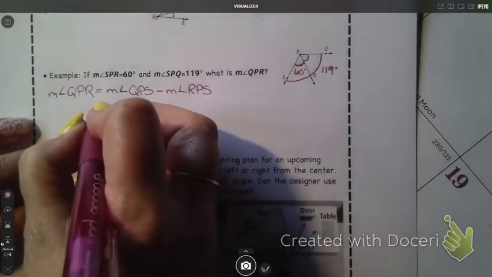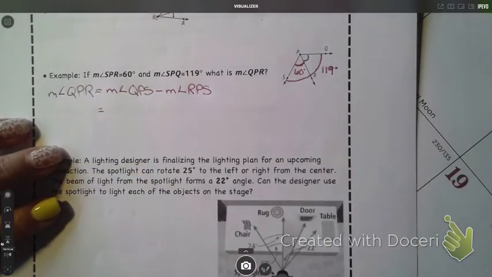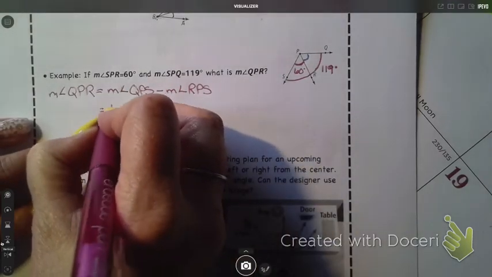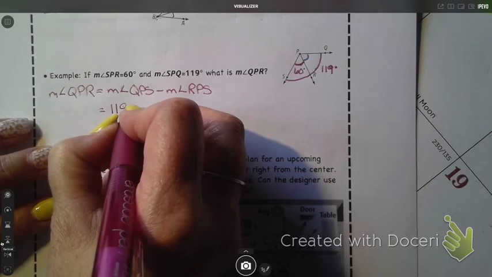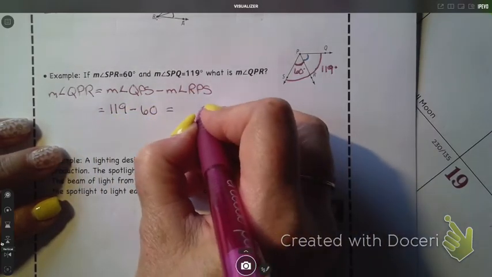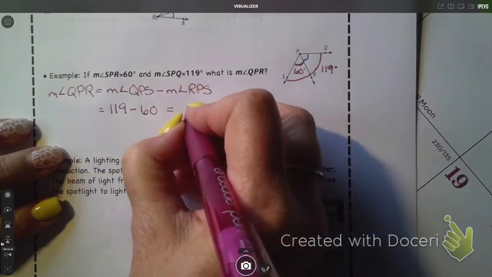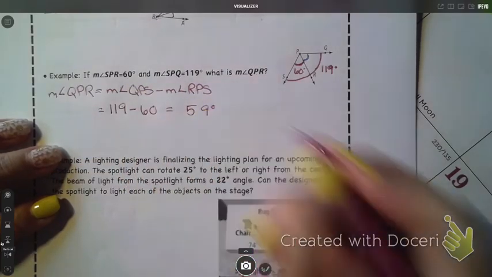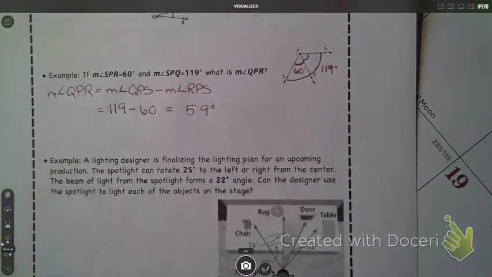Okay, so what do we got? What's QPS? QPS is 119. 119 minus 60. So I get 59 degrees. That was easy. Yeah, they're not hard.